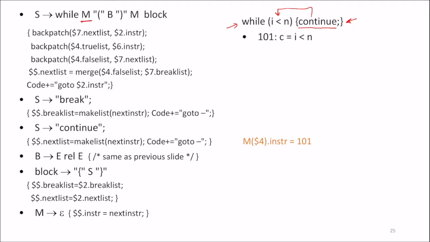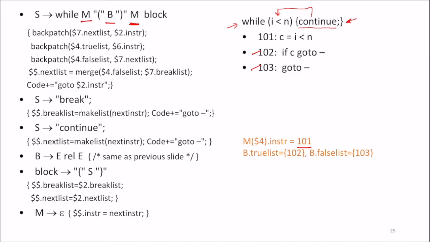And so I know that the value of the location is 101. The next step is to generate the code for the while loop, which says, if it's true, then where do I go to? And if it's false, where do I go to? So let's compute the next step, so we've done that one.